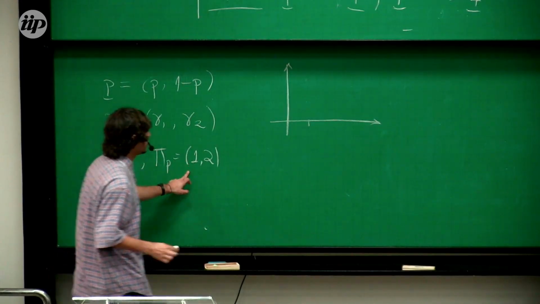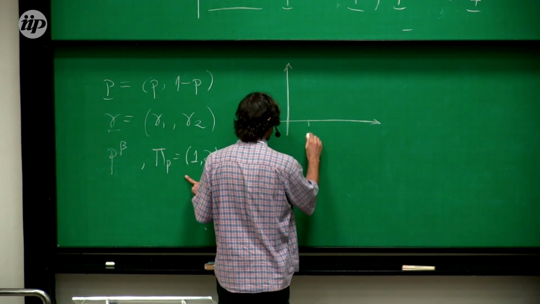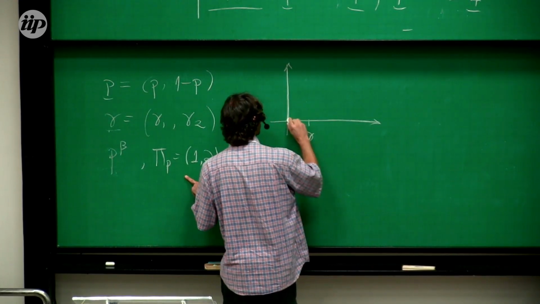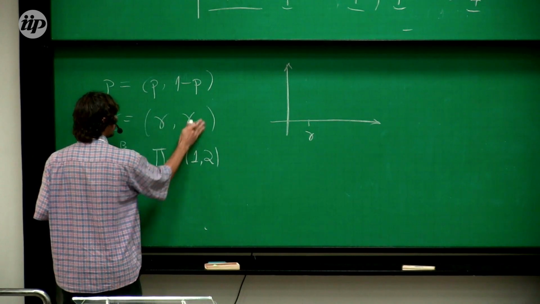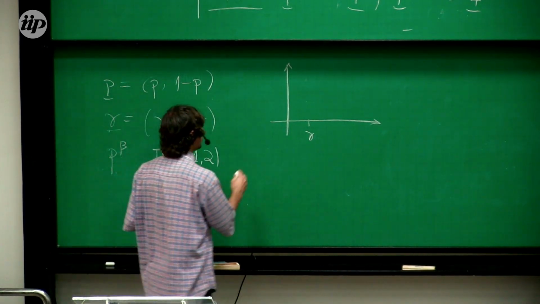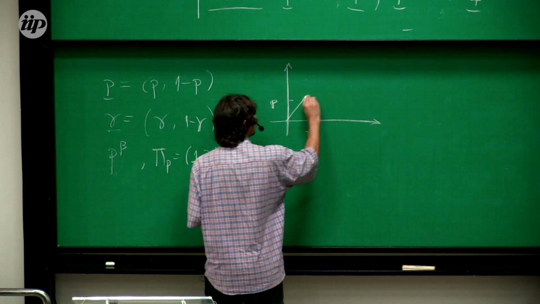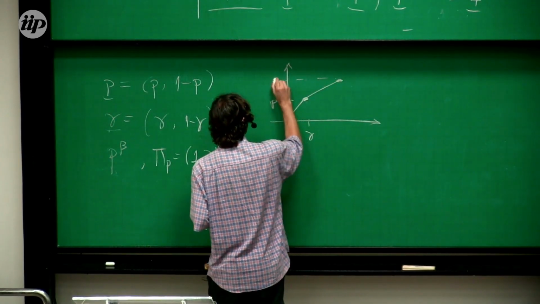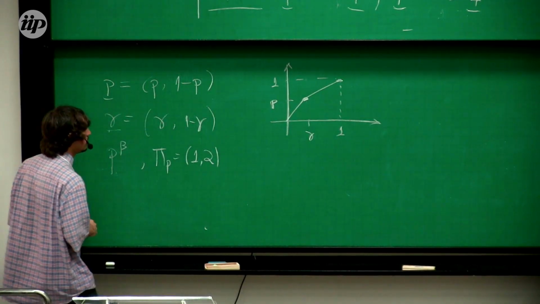So this means that here I have gamma 1. Since it's just a qubit, I write gamma, 1 minus gamma. This is gamma, this is p. Then I get this. This is 1, this is 1, and this is 1. Okay, very simple.